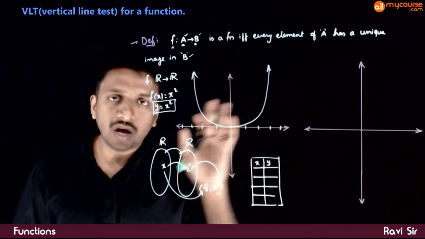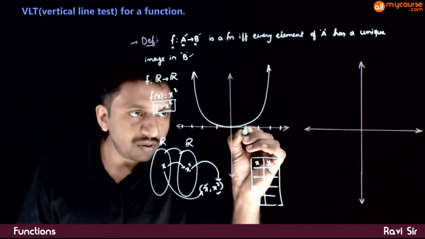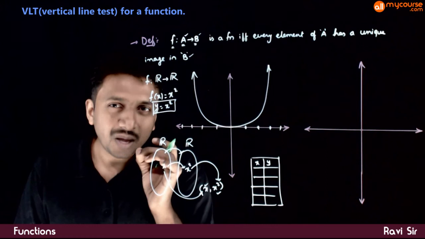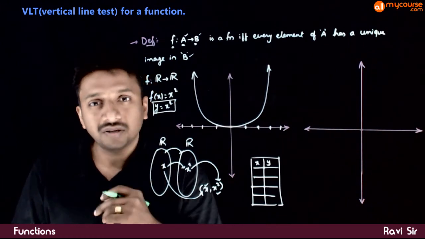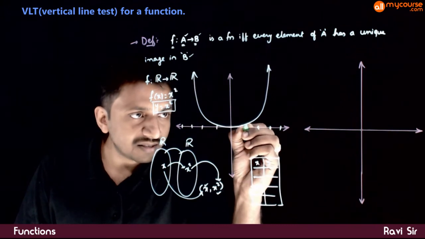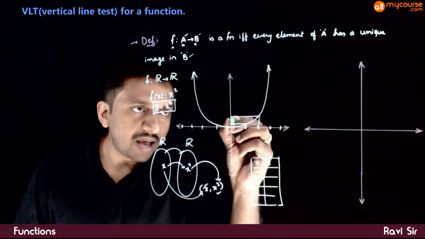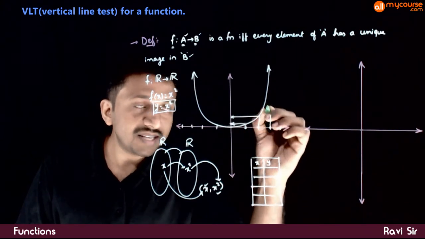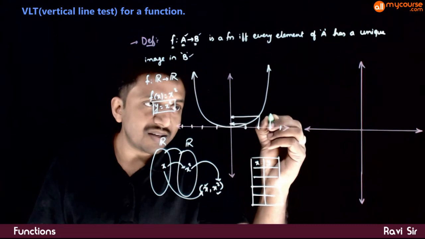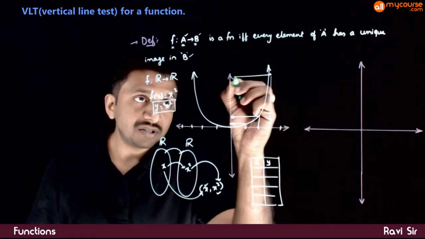Now the domain is all real numbers. So what I need to check is, corresponding to every point on the domain, do we have one and only one image in the codomain? As you can see, corresponding to this x, you have this y. Corresponding to this x, you have a y. Corresponding to this x, because this graph goes up and up, you'll have a point on this graph, so you'll have a y.